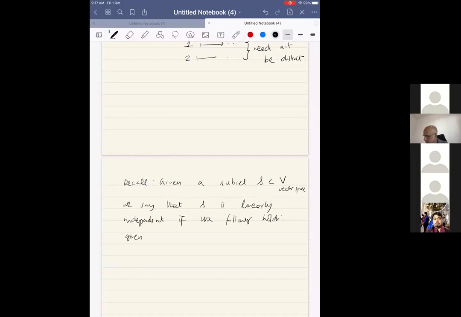Given m distinct vectors, with n bigger than or equal to 1, distinct non-zero vectors, given a subset S, if... of non-zero vectors. So first of all, we demand that the elements of S are non-zero vectors.